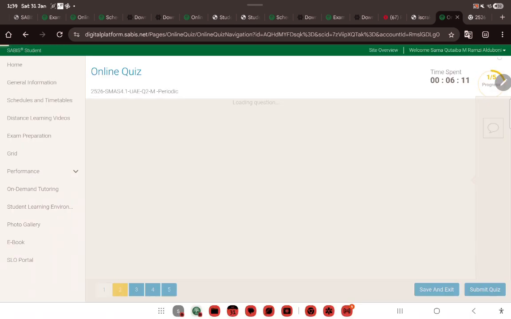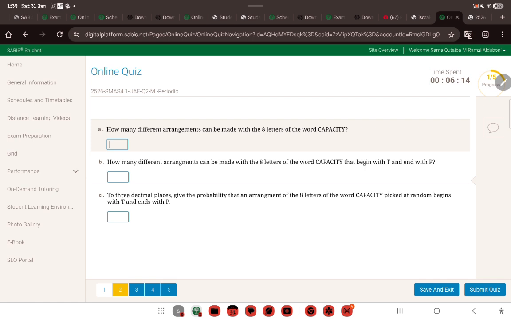Question 2. How many different arrangements can be made with the 8 letters of the word capacity? This question has repeating letters. So we have C, there's 2 C's, and there are 2 A's only. So we need to find the total number of arrangements. So we do 8 factorial.